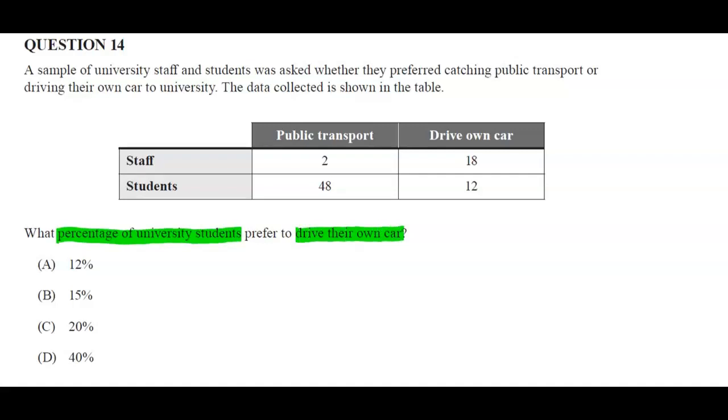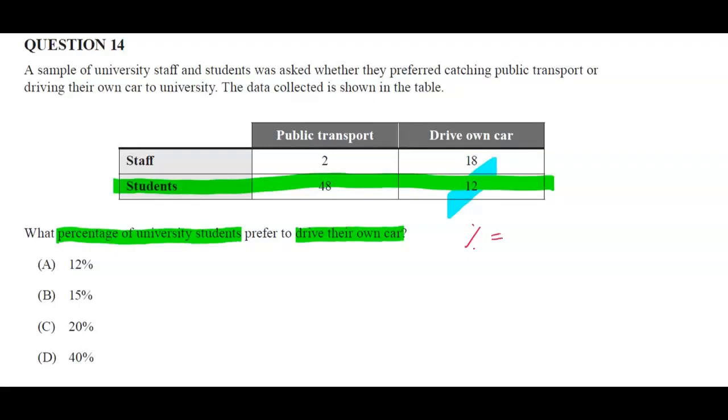So when looking at the two-way table above, we don't care about everybody who was surveyed for the purpose of this question. We're purely looking at, out of the students surveyed, what percentage preferred to drive their own car. So if we set up a little fraction here, in order to find the percentage of something, remember we take a score and divide it by its total. So we can see how many prefer to drive their own car. Well, that's 12. But how many were surveyed altogether? Well, there was 60 surveyed altogether. And to change that into a percentage, we would multiply it by 100%.